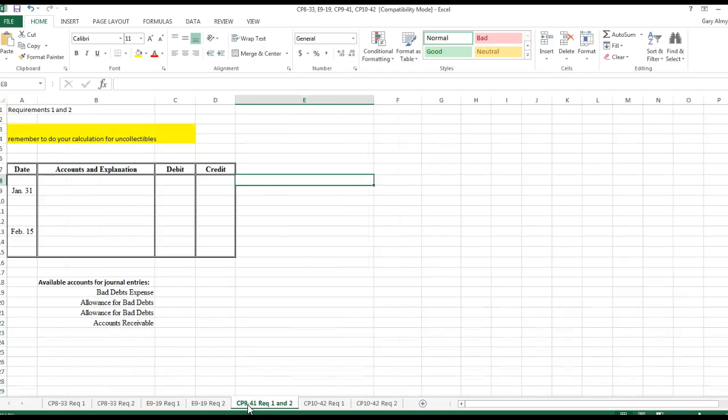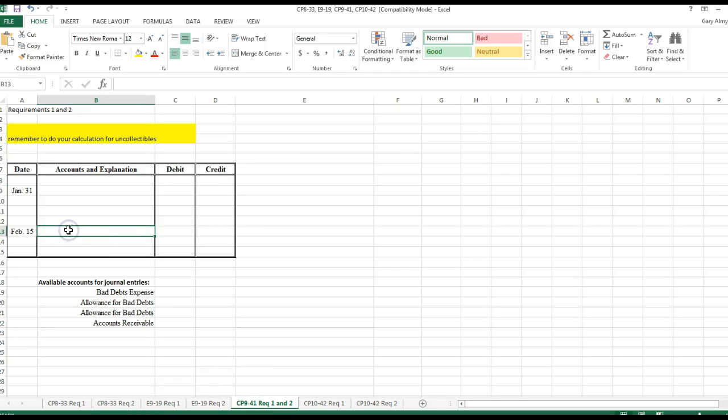Then on the third problem, it's pretty simple. They're going to have you calculate the bad debt expense using, in this particular case, the allowance method. It's pretty simple. You're going to have two entries: an entry on January 31st and an entry on February 15th.